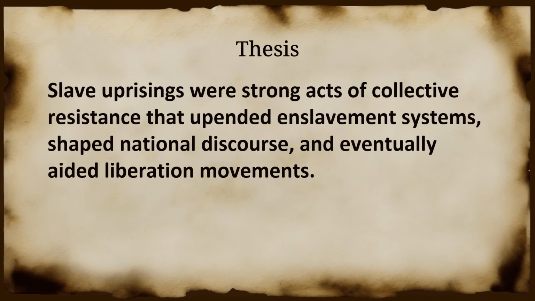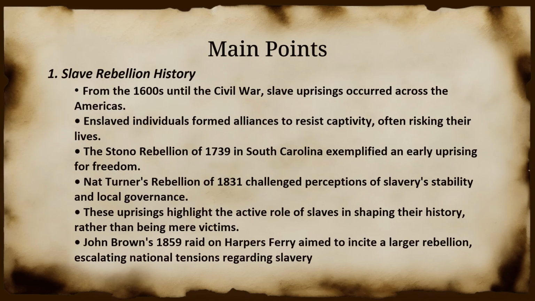The slaves' uprisings were a strong act of collective resistance that upended enslavement systems, shaping national discourse, and eventually aided in liberal movements. Uprisings occurred across America from the 1600s to the Civil War, as enslaved people united against captivity. Notable examples include the Stono Rebellion of 1739 in South Carolina and Nat Turner's Rebellion of 1831, which challenged the perspective of slavery's stability. These events highlighted the agency of enslaved individuals in shaping their own history.